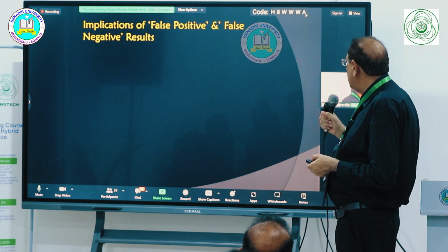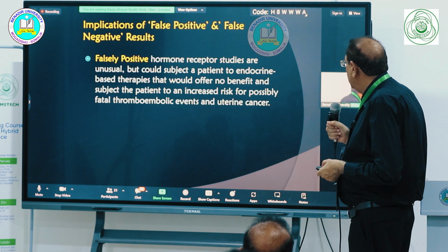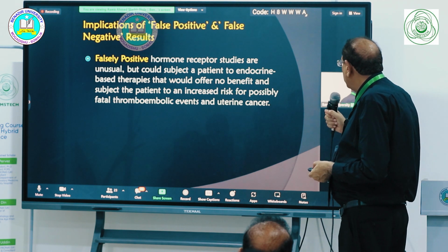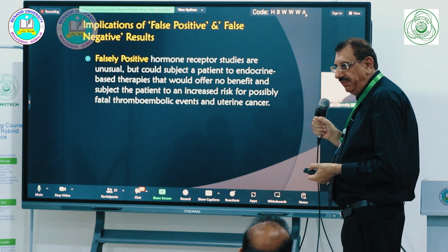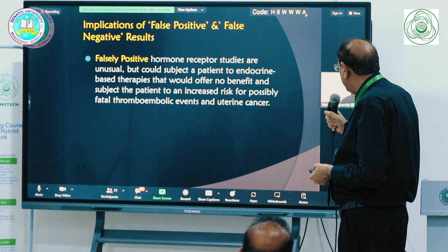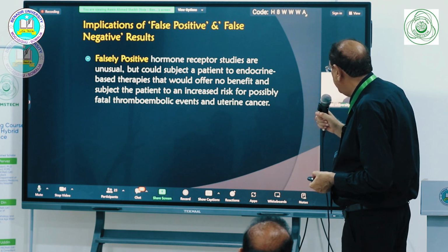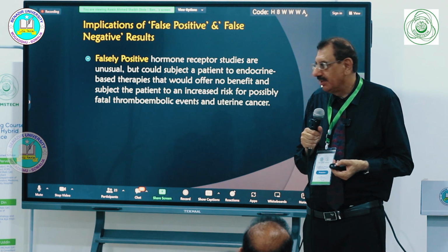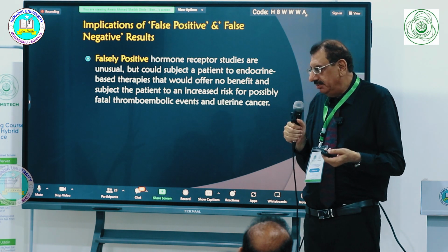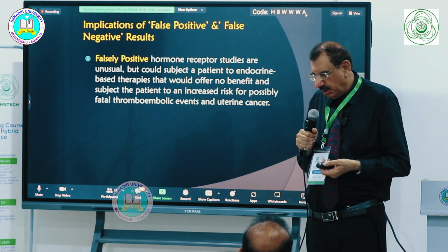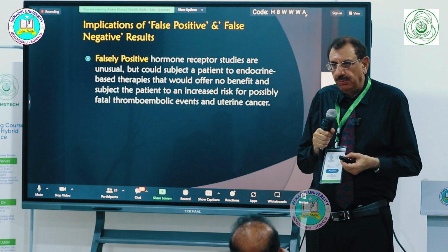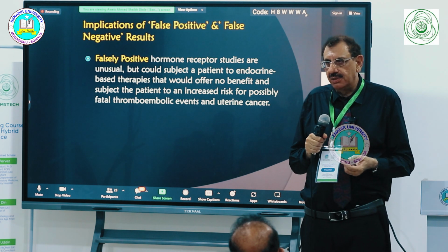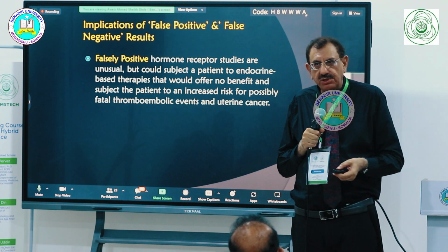So what are the implications of false negative and false positive results? False positive hormone receptor studies are actually unusual. False negative is more common, and could subject a patient to endocrine-based therapy that would offer no benefit and subject the patient to an increased risk for possibly fatal thromboembolic events and uterine cancer. I mean, estrogen, we know, is carcinogenic, right? So with these therapies, like contraceptives, a common side effect has been thromboembolic phenomena, right? If you give these drugs unnecessarily, instead of getting benefit, because there is no benefit, it increases such risks.